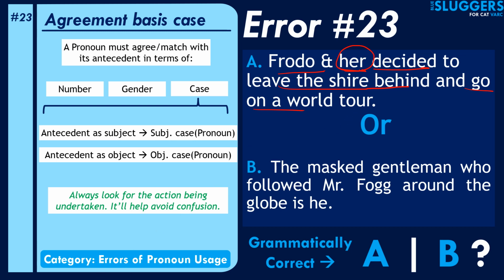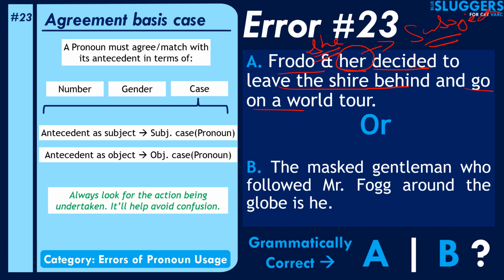This pronoun is supposed to function as a subject here, and hence it would be wrong to use an objective case of the pronoun here. You cannot use her here. You'd want to use she here. Frodo and she decided to leave the Shire behind and go on a world tour.